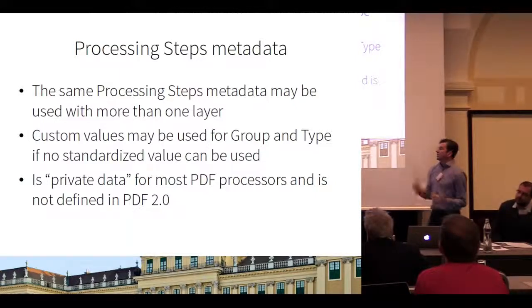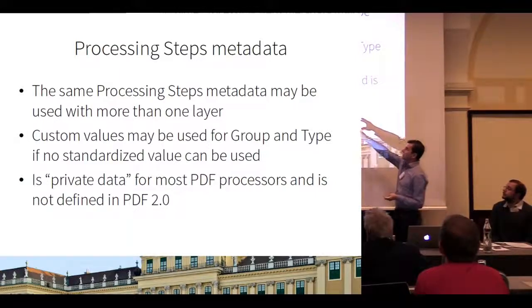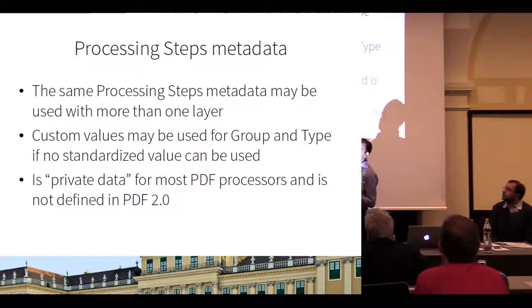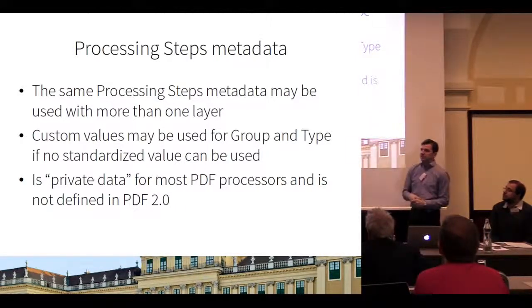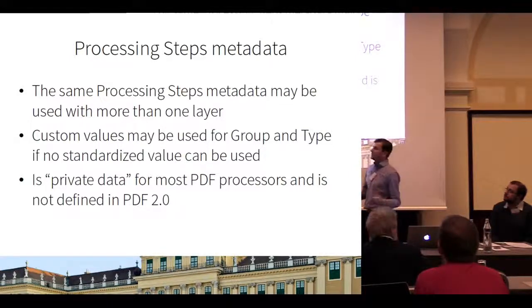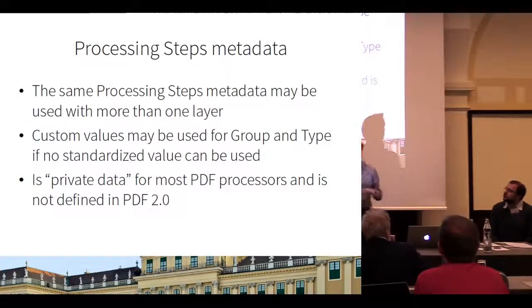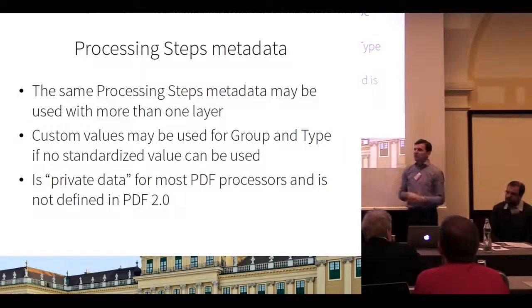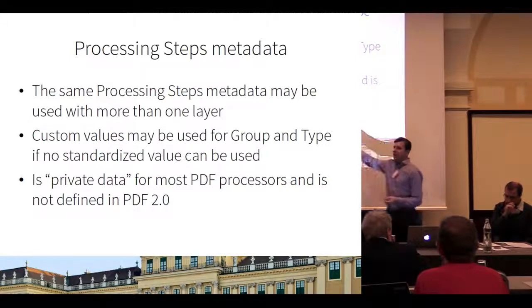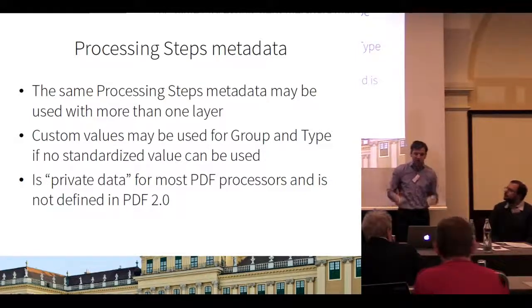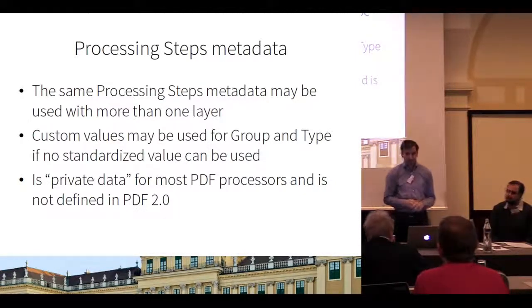There is also no mention of this metadata in PDF 2.0. The reason, I believe, is that processing steps is by now not in the ISO standard, so it may change in PDF 2.1, for instance, and then the metadata structures that are defined in processing steps may also be mentioned in PDF 2.1. Okay?